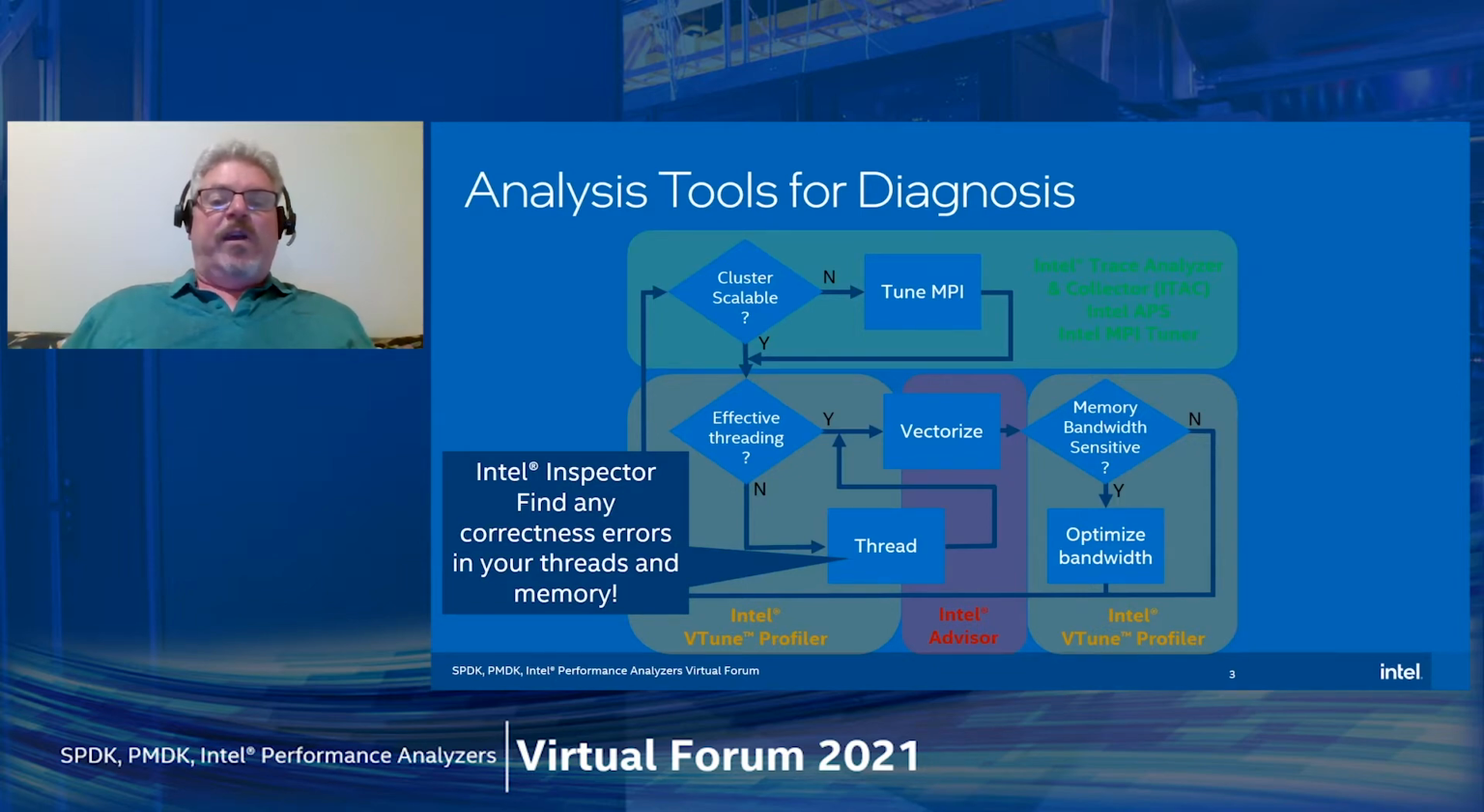In the middle part of the screen, we have our tools that can analyze single node optimizations. So if you're trying to get effective threading, or if you're trying to vectorize your program or trying to get more memory bandwidth, tools like Intel VTune Profiler and Intel Advisor can be very helpful for that type of optimization.